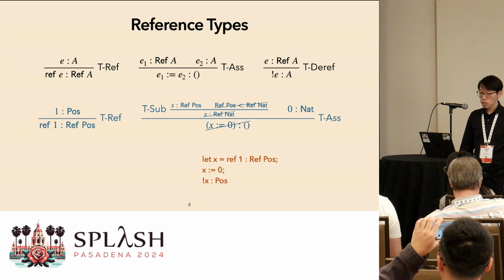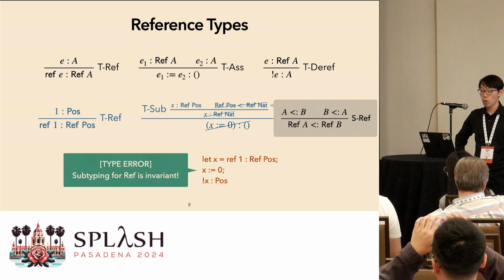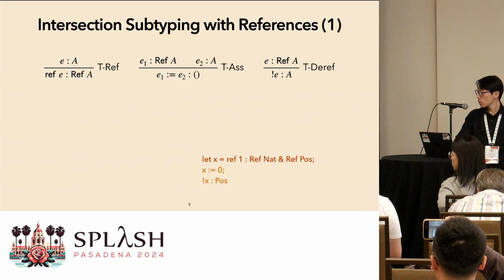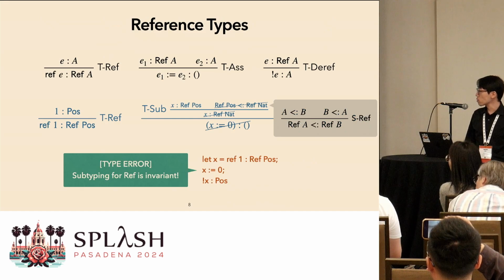Here, you can find ref 1 definitely has type ref pos, but for assignments, you cannot use ref pos as ref neg, because the subtyping for references is invariant. So, yeah, on the second line, there should be a type error.